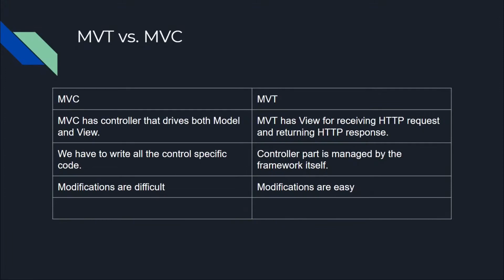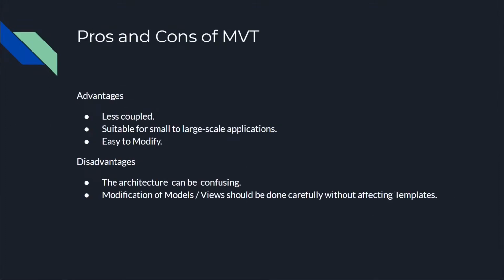Modification in MVC is more difficult since view is coupled with model. In MVT, view is not coupled with a model. This makes MVT loosely coupled and easy to modify. The advantages for MVT is that it's less coupled, suitable for small or large-scale applications, and easy to modify.